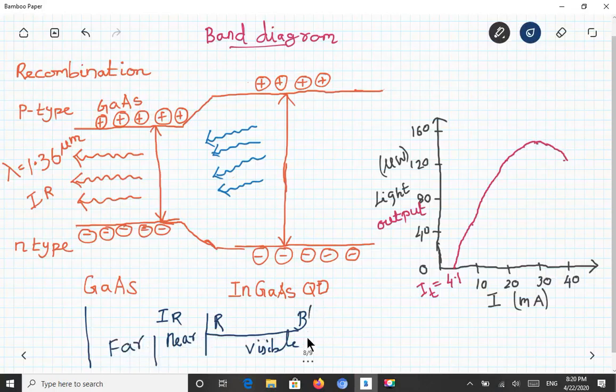Likewise here also, after blue you will see ultraviolet in the spectrum, and this is called the near ultraviolet region, and this the far ultraviolet region.